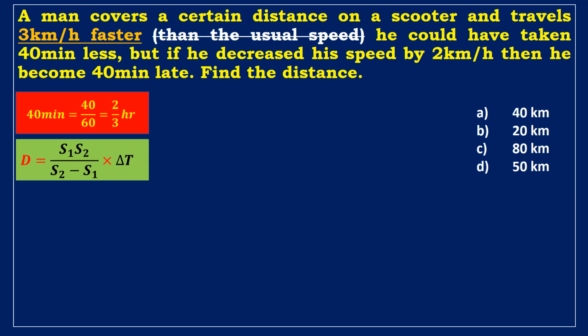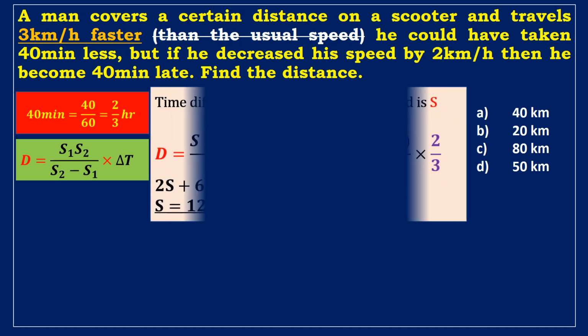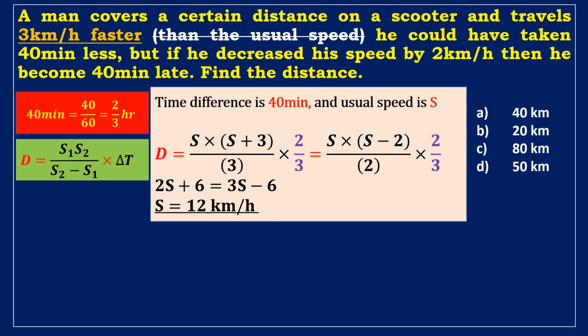Example 2. A man covers a certain distance on a scooter. If he travels 3 km per hour faster, he could have taken 40 minutes less, but if he decreased his speed by 2 km per hour, then he becomes 40 minutes late. Find the distance. Let us assume that the usual speed of the scooter is s. The man travels 3 km per hour faster than the usual speed, which is s plus 3. The man travels 2 km per hour slower than the usual speed, which is s minus 2.